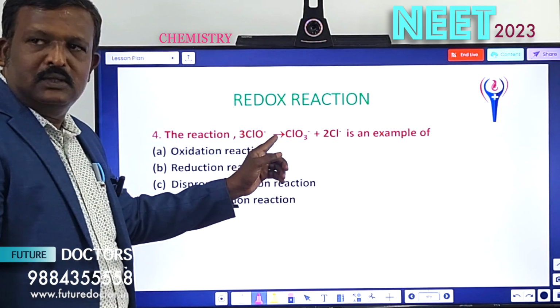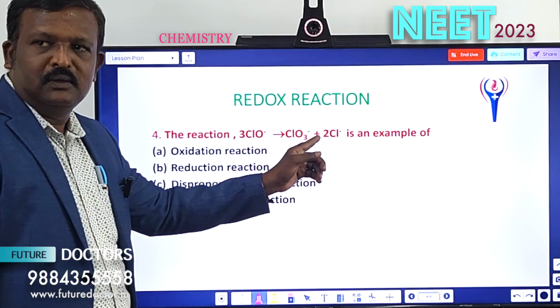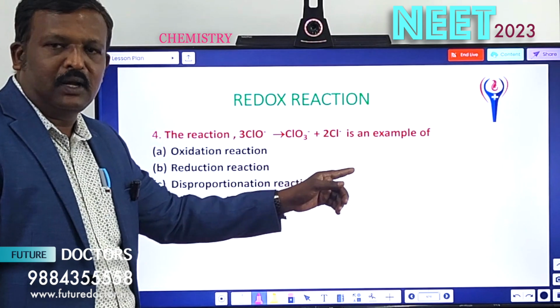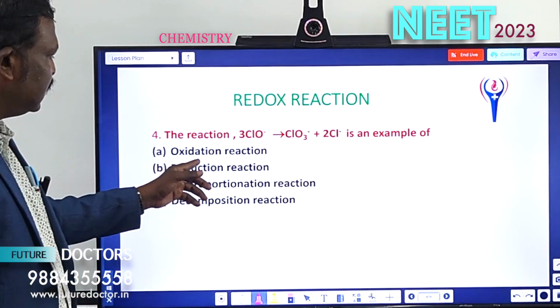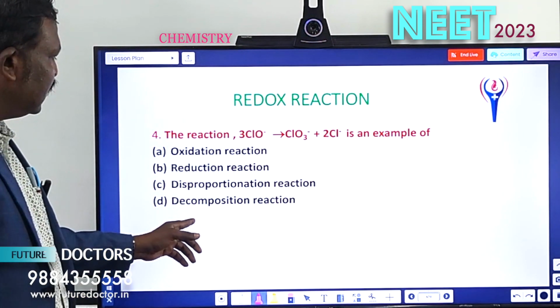3ClO minus gives ClO3 minus plus 2Cl minus is an example of which reaction? I have given the options: oxidation, reduction, disproportionation, decomposition.